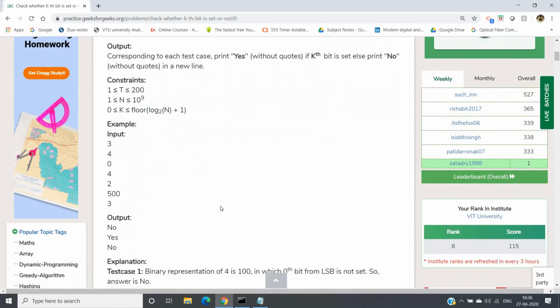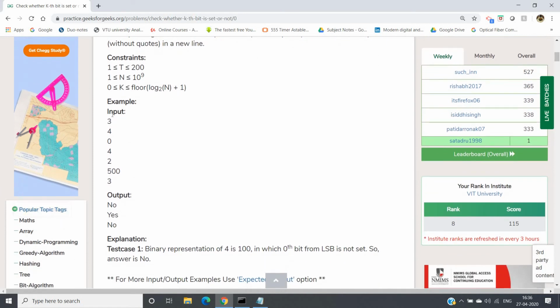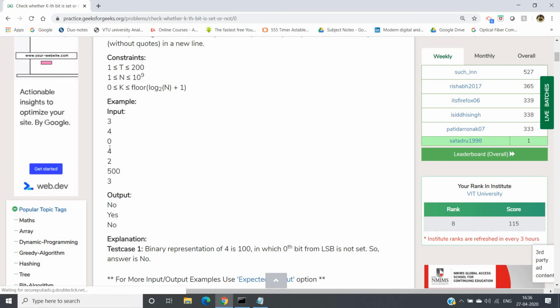Okay, like here you can see, the first input 3 means we have 3 test cases to check. One is 4 0, that is, the number is 4 and we check the 0th bit from the right hand side. Next the number is 4 and we check the second bit from the right hand side, and next the number is 500 and we check the third bit from the right hand side. Output is no, yes, no.